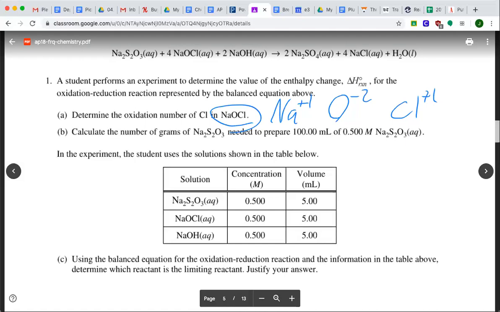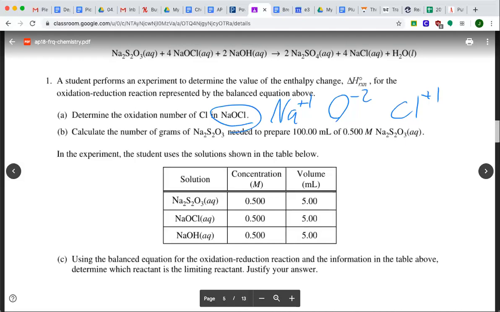And it's better to call that chlorine +1 than chloride because chloride is -1. So I apologize for the misuse of terminology. +1, there we are. Okay, so Cl +1, Na +1, and then O -2.